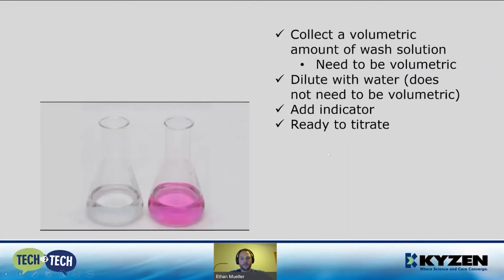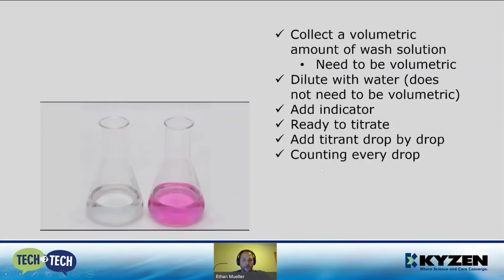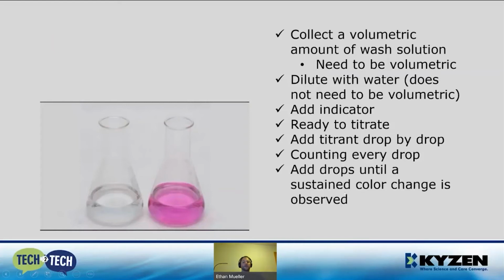Once we've done all of this, now we're ready to titrate, and we're going to add our titrant drop by drop, and we are going to count every single drop that we put into that Erlenmeyer flask, and we are going to add the drops until we see a sustained color change. So going from clear to pink here, and let's just pretend that it took us 13 drops to get there.